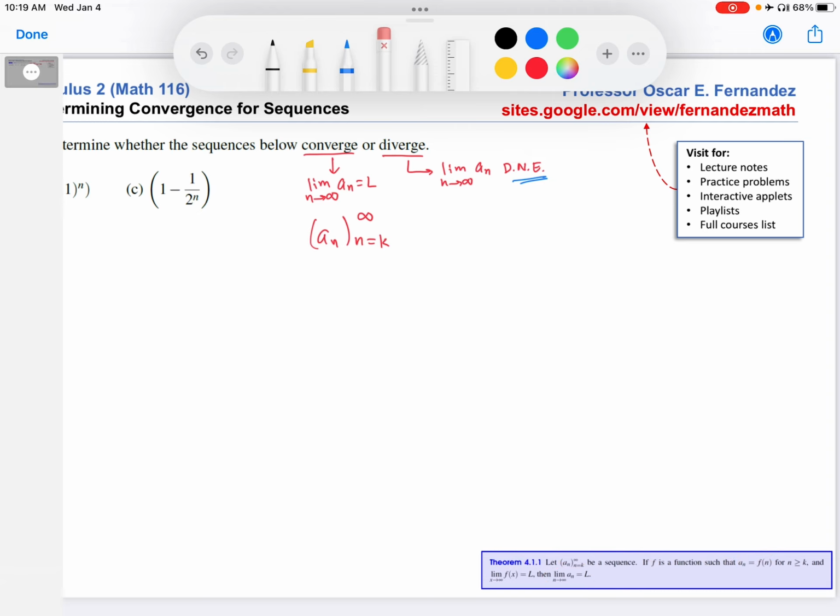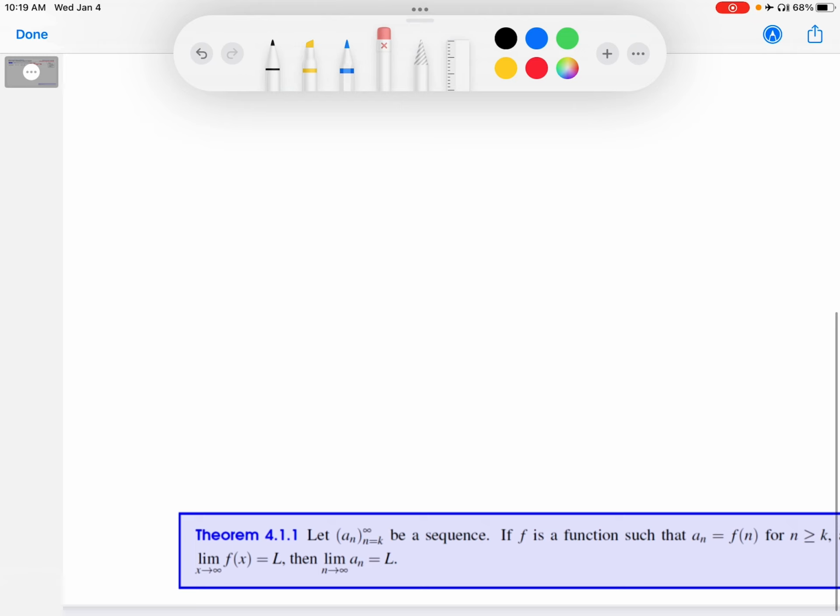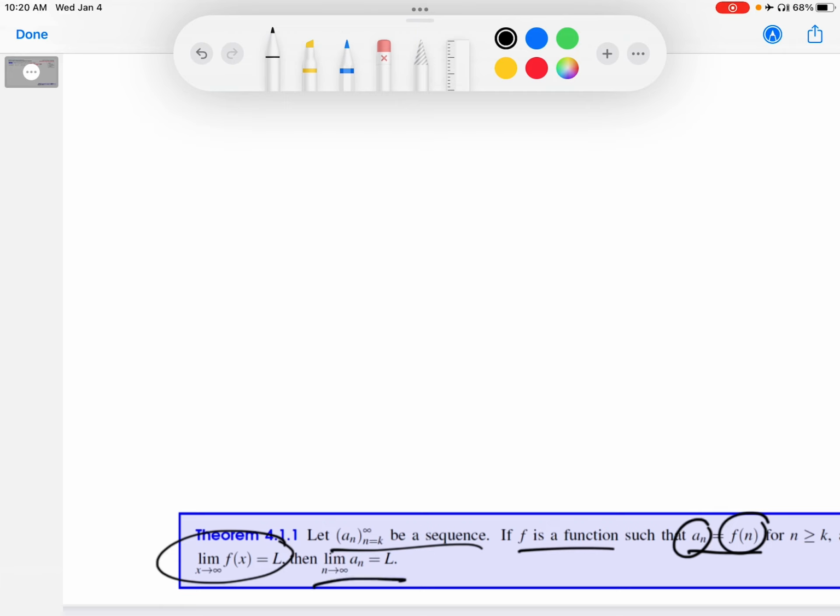This theorem, if I zoom back in here, has a bunch of hypotheses. First of all, we have an infinite sequence. This is a theorem about infinite sequences. Second of all, f has to be a function, fine. And the terms in the sequence have to be outputs of the function. This is really the condition here: if the f of x function tends to L as x goes to infinity, then the sequence tends to L.